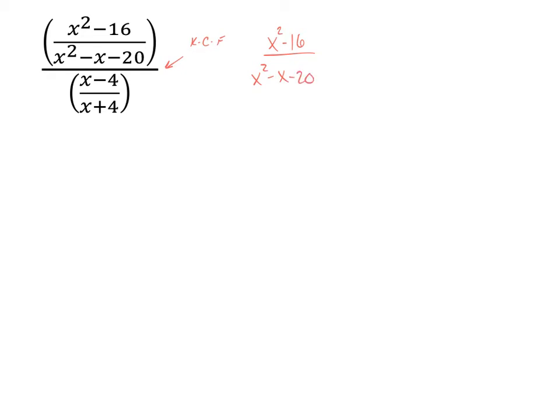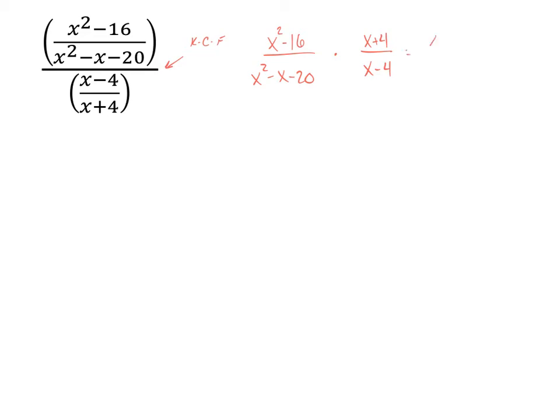I'm going to change the sign to multiplication, and I'm going to flip the second fraction, which is x plus 4, now over x minus 4. Remember that that used to be x minus 4 over x plus 4, but when we flip, it becomes this. At this point, it's just a multiplication problem. So let's push these things together.